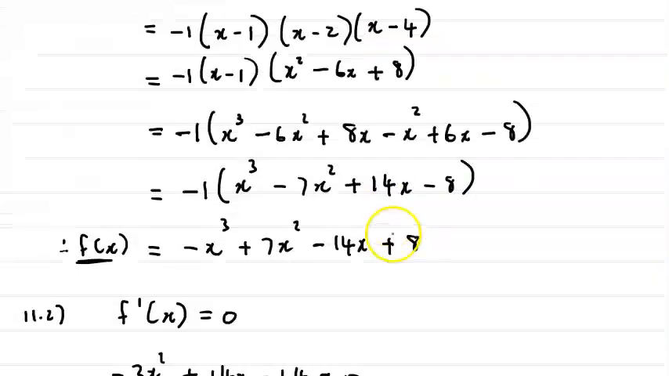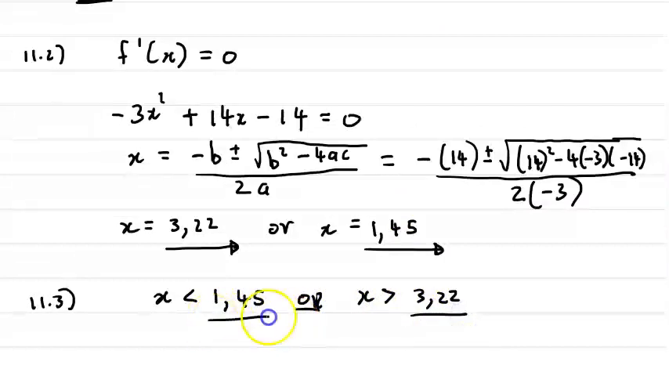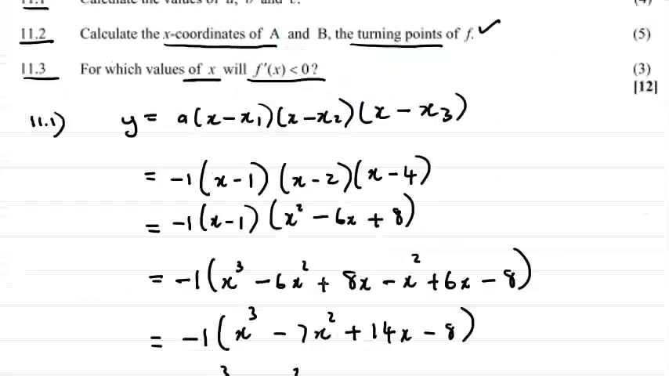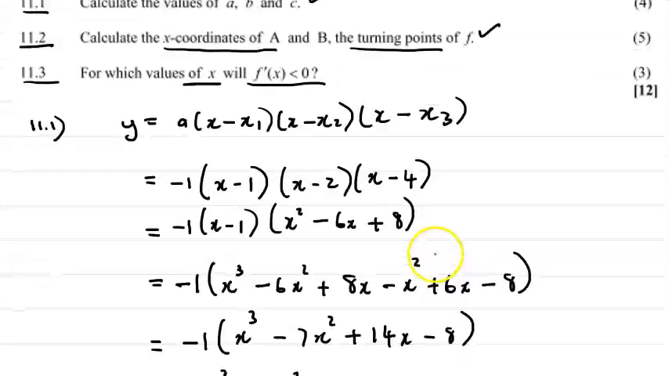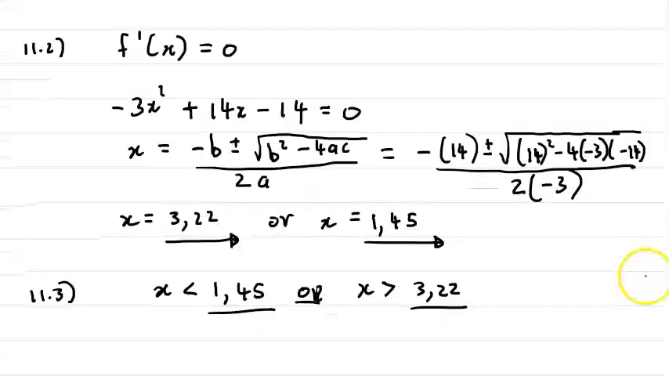So let's write that down. x less than 1.45, or x greater than 3.22. Let's double check. x less than 1.45. Yes, that's fine. And x greater than 3.22. There it is there. And that's the solution to this particular question.